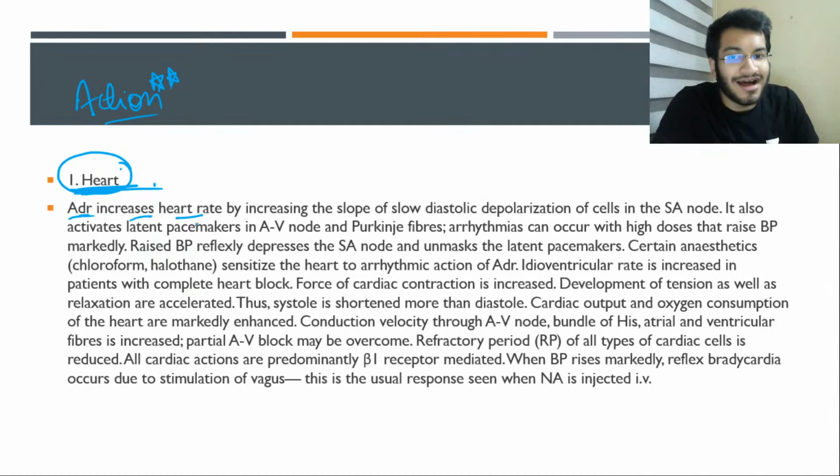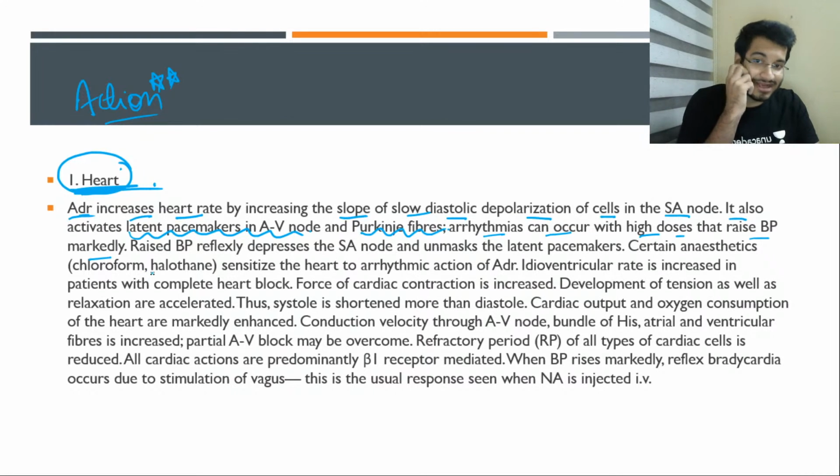Adrenaline increases the heart rate by increasing the slope of the slow diastolic depolarization of the cells in the SA node, and it also activates the latent pacemakers in AV node and Purkinje fibers. Arrhythmia can occur with high doses that raise the BP markedly. Right? Raised BP reflexly depresses the SA node and unmasks the latent pacemakers. Certain anesthetics, chloroform, halothane, sensitize the heart to arrhythmic action of adrenaline.